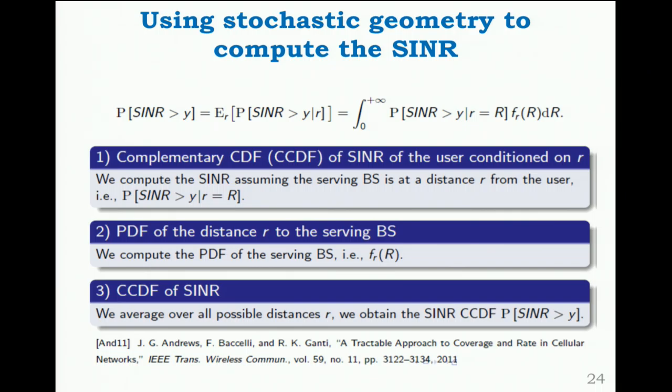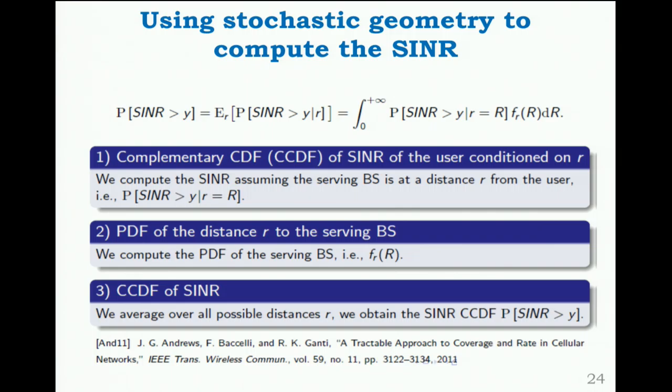Then you need the PDF of the distance R to the serving base station. Okay, and eventually you need to average over all possible distances. And then you end up with your probability of not being in outage, basically.